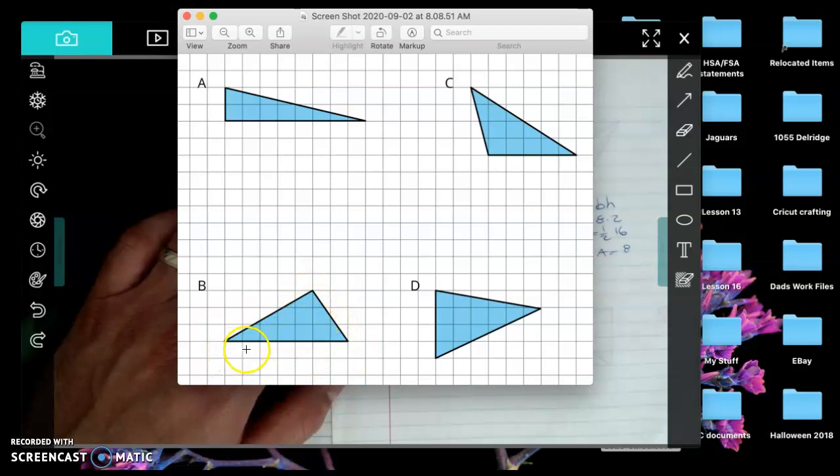So I look, 1, 2, 3, 4, 5, 6, 7. 1, 2, 3. So the height is 3. 3 squares tall. Remember, I count 1 square tall, 2 squares tall, 3. I can use the height over here. 1 square tall, 2 squares tall, 3 squares tall. The base is 1, 2, 3, 4, 5, 6, 7.